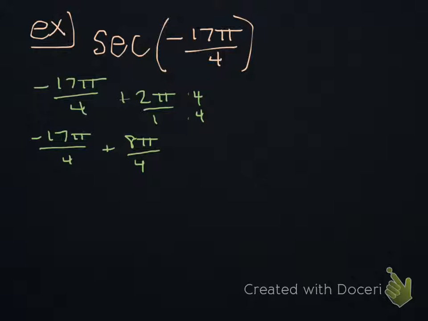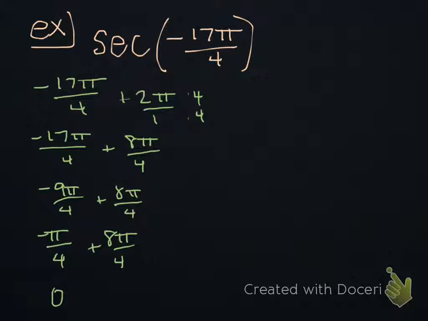When I add these the first time around, I get negative 9 pi over 4. Notice it's still negative, so no good. I'm going to add 8 pi over 4 again. I get negative 1 pi over 4, still negative, so I need to add one more time. So my angle is 7 pi over 4.